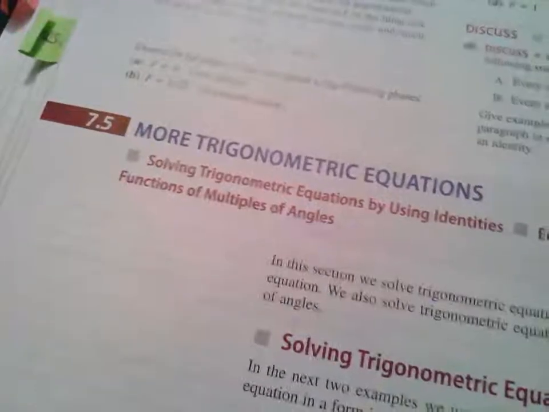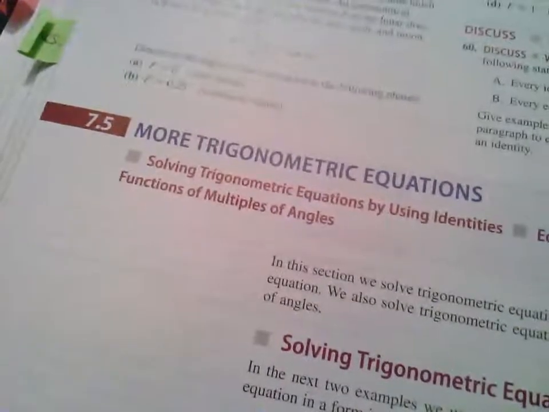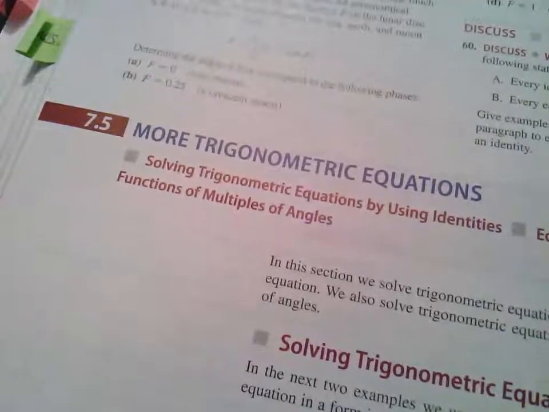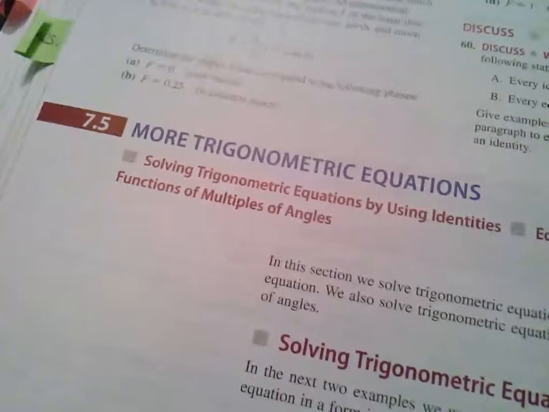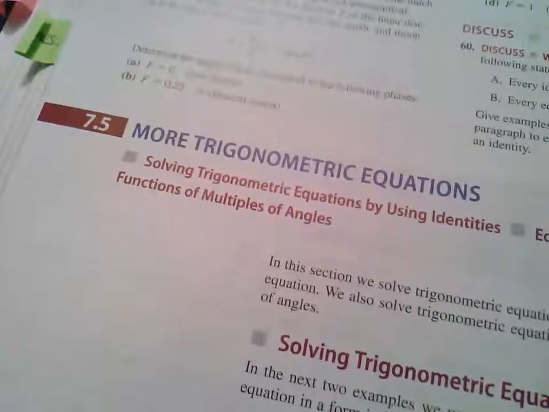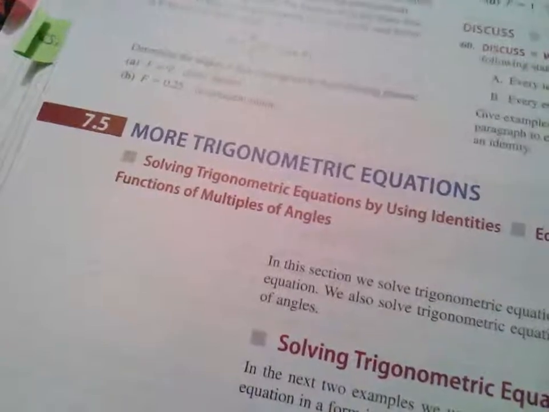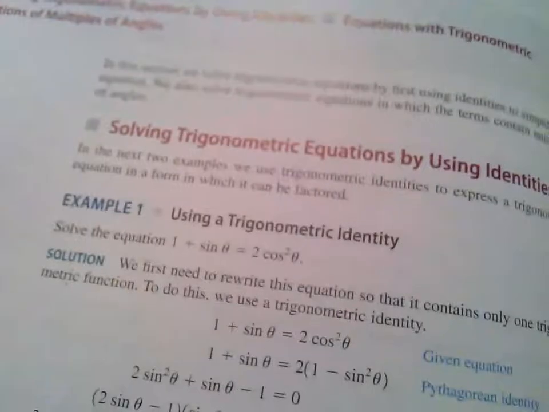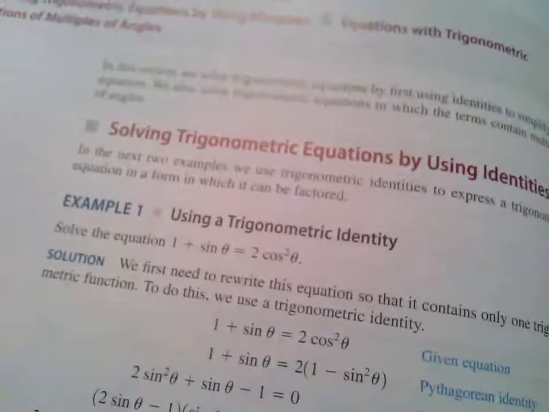Okay, here's 7.5. So we're going to do a few more examples on trig equations, and in these we are going to substitute in either a Pythagorean identity or another formula that we have. Okay, so let's look at our first example. We have 1 plus sine theta equals 2 cosine squared theta.